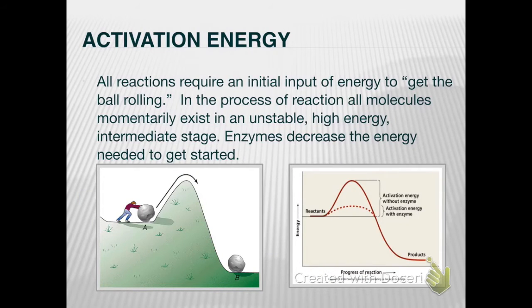Enzymes work by lowering something called activation energy. No matter what, even if the product is lower energy than the reactant, there still has to be an initial input of energy to get the ball rolling, to get the reaction started. And so what an enzyme does is greatly decrease this amount of initial energy, in order to decrease the overall amount of energy needed to get the reaction started.